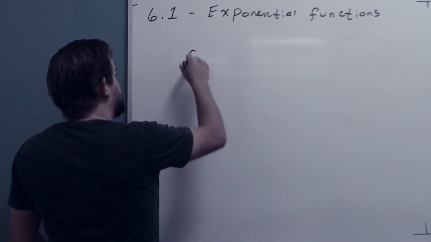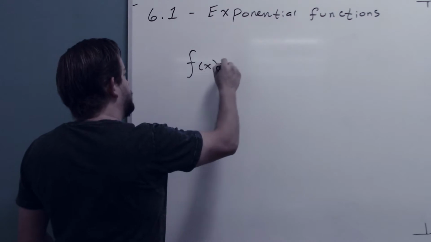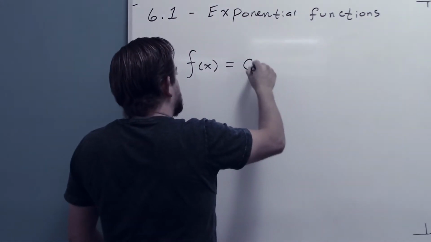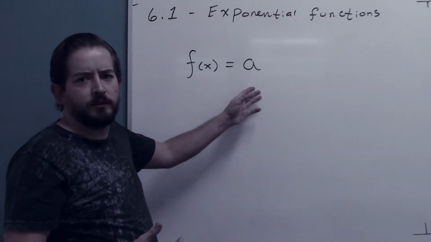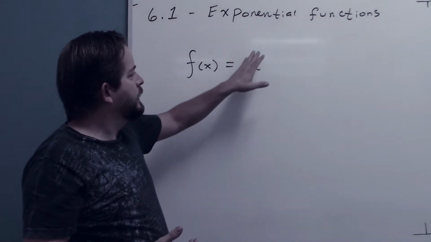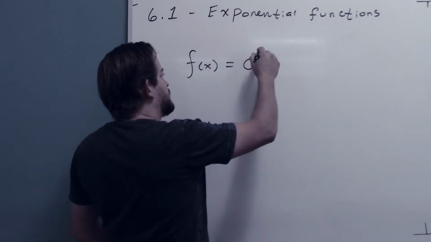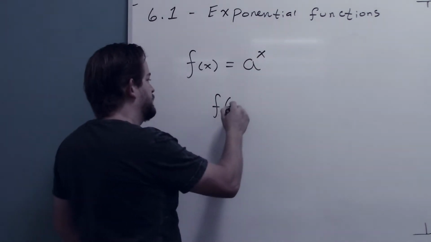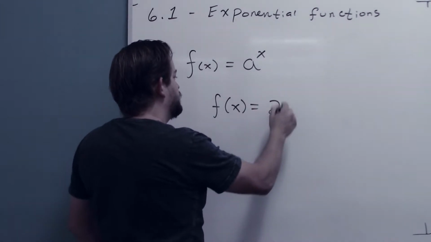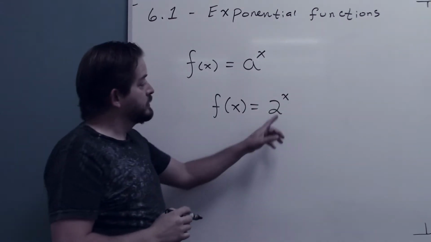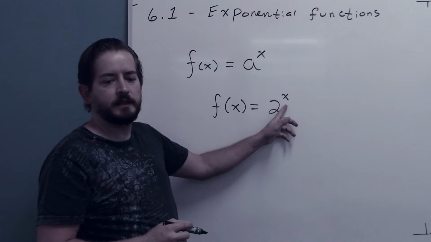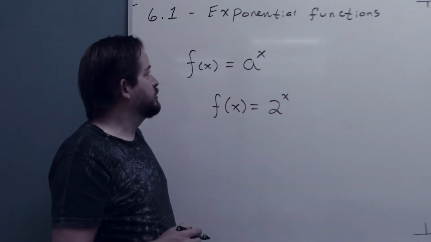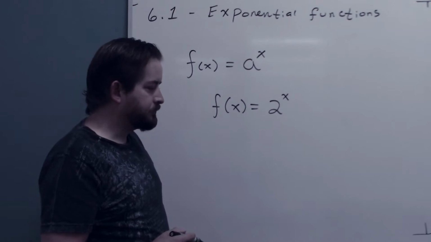It is a function, so f of x, but it looks like this. I have some number, we'll just call it a. A is just whatever number, 2, 3, 4. But the x is the exponent, right? So for example, I might have something like 2 raised to the x power. So it's the power now that changes, right? x can be whatever you plug in there. And this is an exponential function, right?